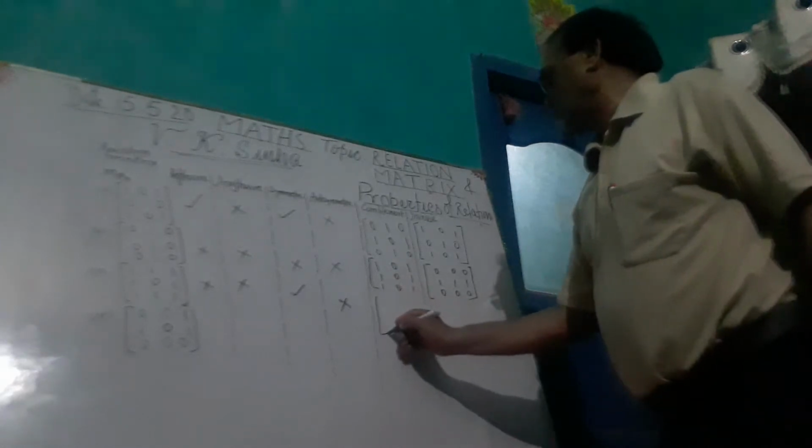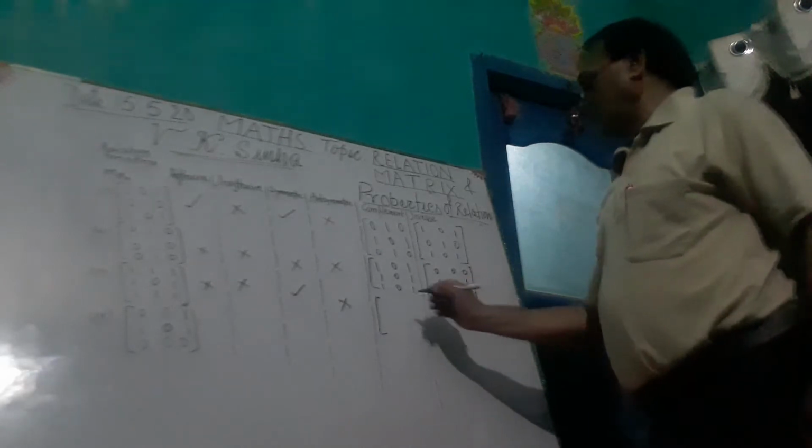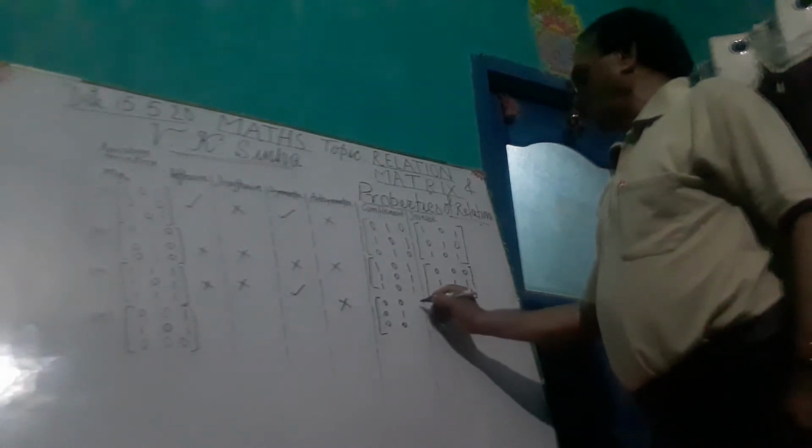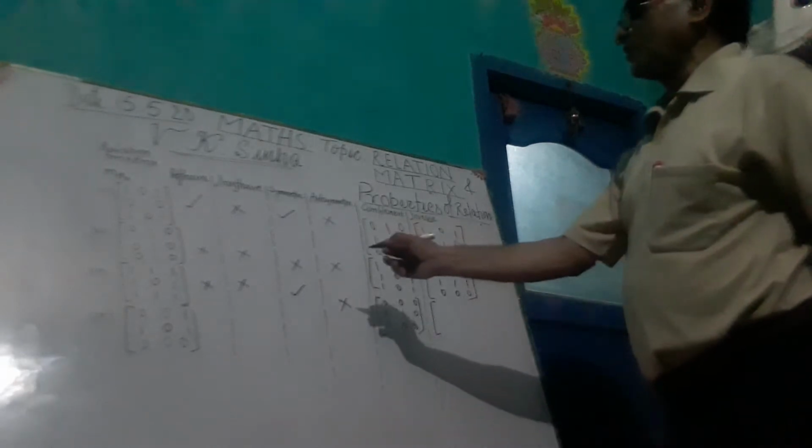And now write the complement of this. Replace 0 by 1 and 1 by 0: 0, 0, 0, 0, 1, 0, and 0, 0, 0. This is the complement of the given matrix. And now the inverse of the matrix: since this is a symmetric matrix, the inverse of the matrix is the same as the given matrix. So 1, 0, 1, 1, 1, 1, like this.